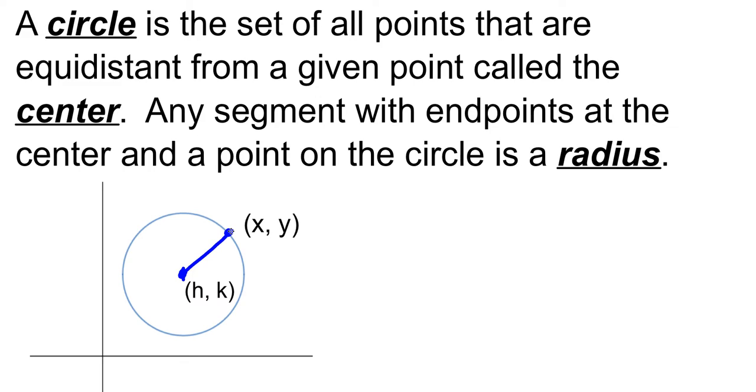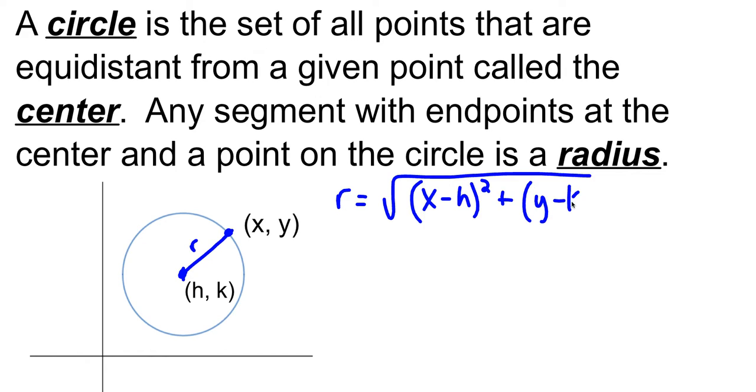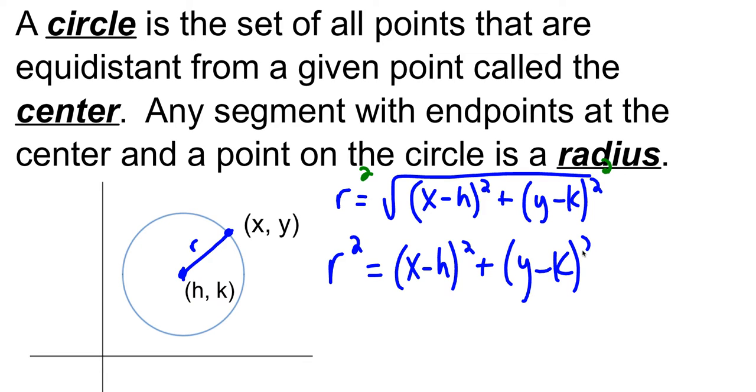So if I want to know how long my radius is, I can use the distance formula. So the radius is going to be the square root of, we're going to subtract our x-coordinates, (x minus h) squared, plus, and I'm going to subtract my y-coordinates, (y minus k) squared. Again, that's just the distance formula. What I'm going to do now is square both sides, just to get rid of that square root sign. So I get the radius squared equals (x minus h) squared plus (y minus k) squared.